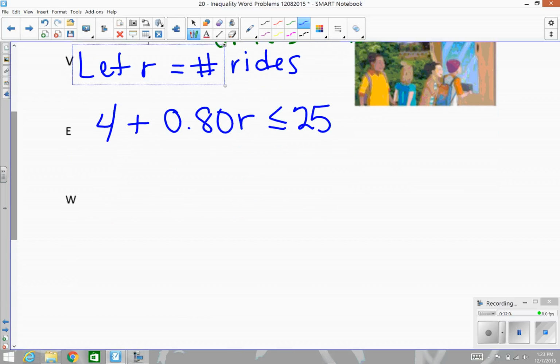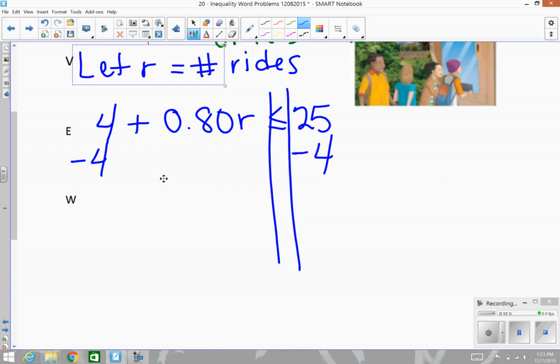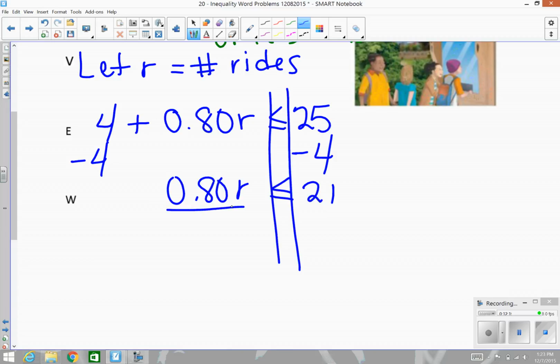Draw a river and we'll solve. First step, subtract 4 from both sides. We get 0.80 R is less than or equal to 21. And then we will divide both sides by 0.80.